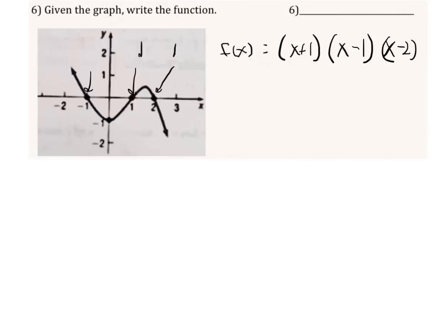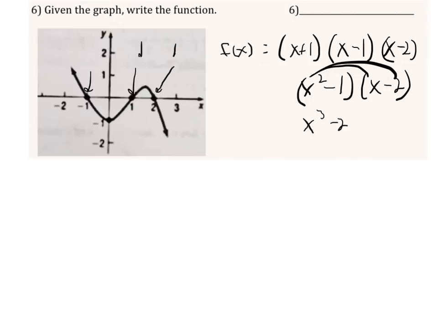Alright, then the only other thing that we need to look at is how does this look once I multiply it all through. So when I FOIL this, I get x squared minus 1, and x minus 2. Then we multiply that, and I get x cubed minus 2x squared minus x plus 2. Now we have a function that would have the same zeros. But the problem is that if I plug in 0 for x, I get a positive 2. I don't want that. I want a negative 1.